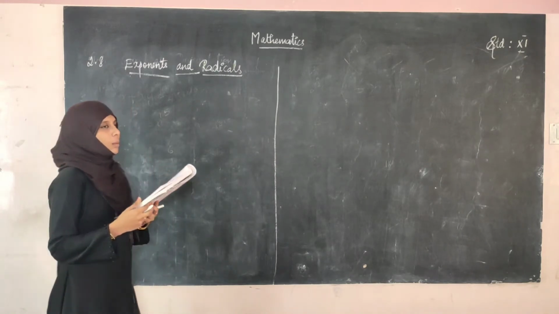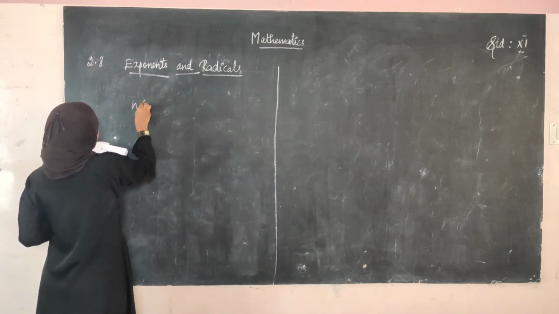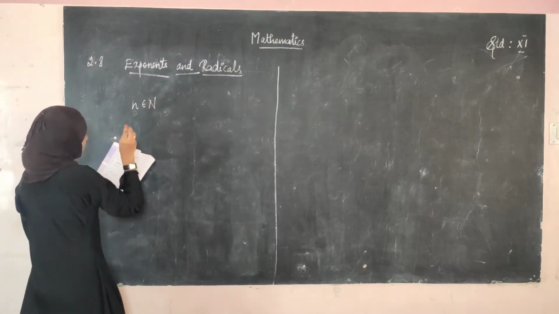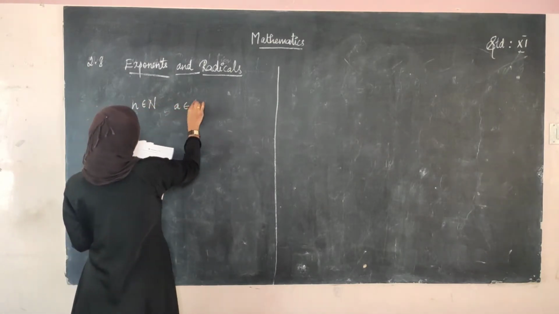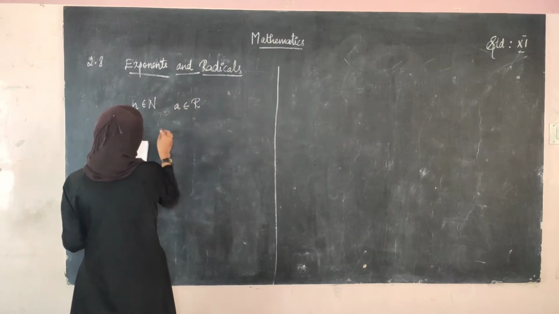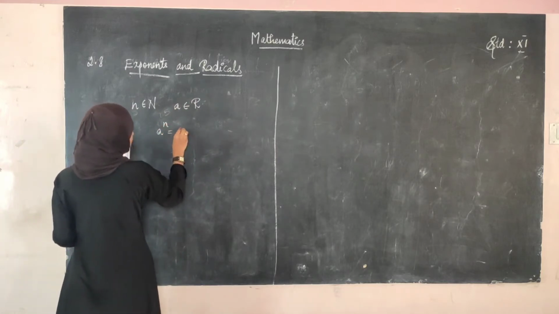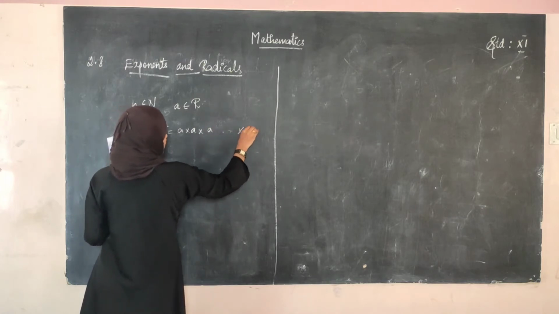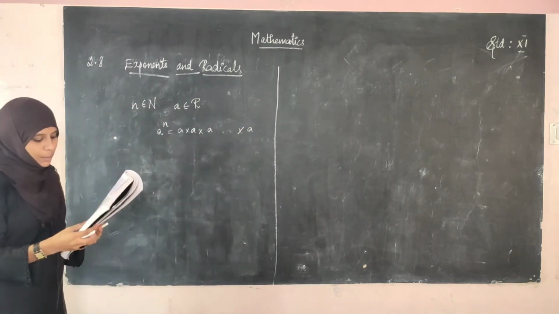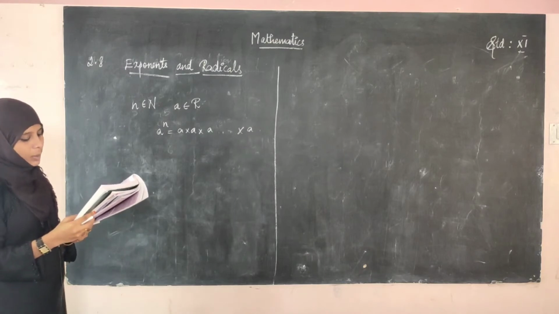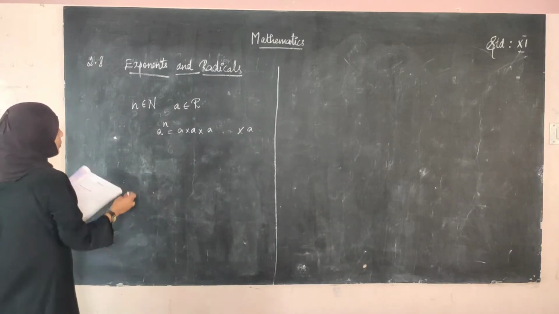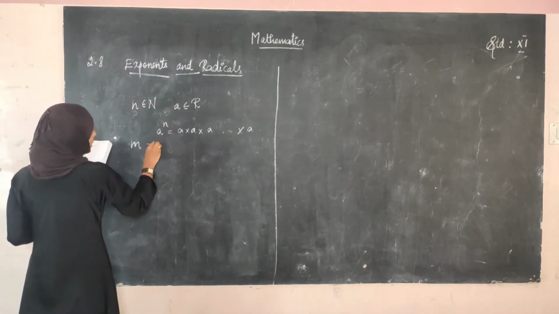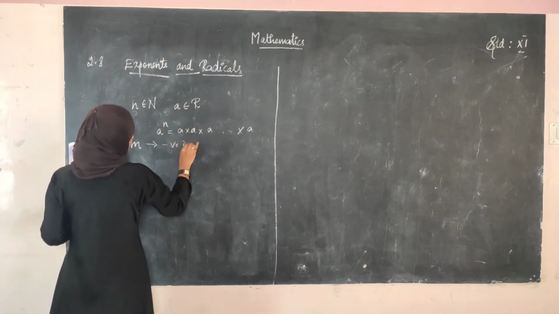Let n belong to capital N. Let n be a natural number and a be a real number. Then a power n can be written as a into a, till n times. N times the a is multiplied, right?